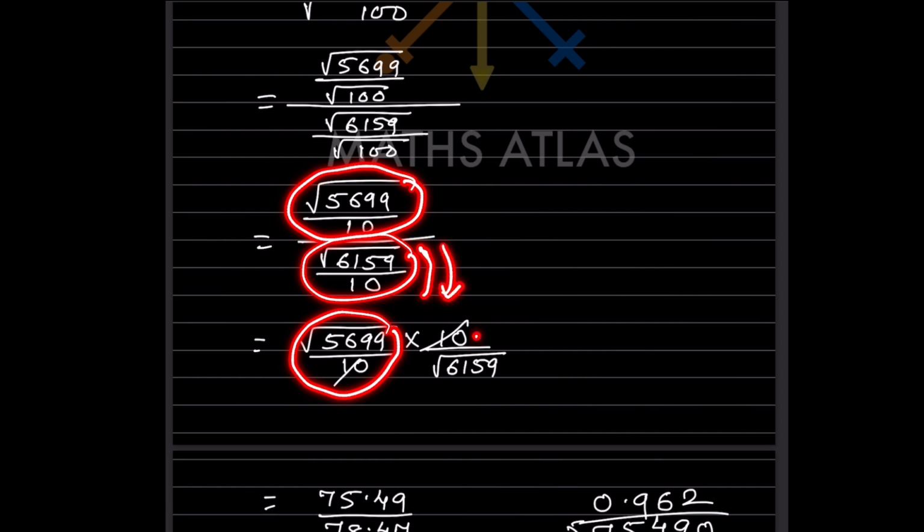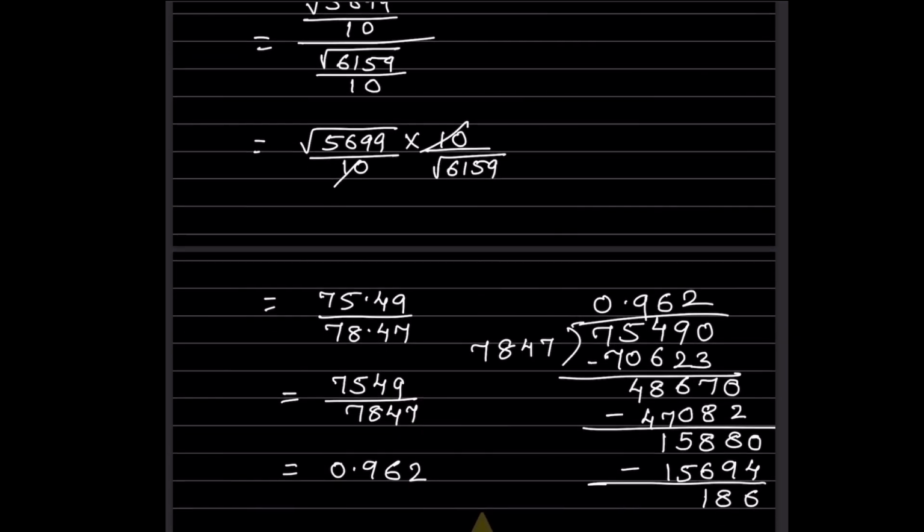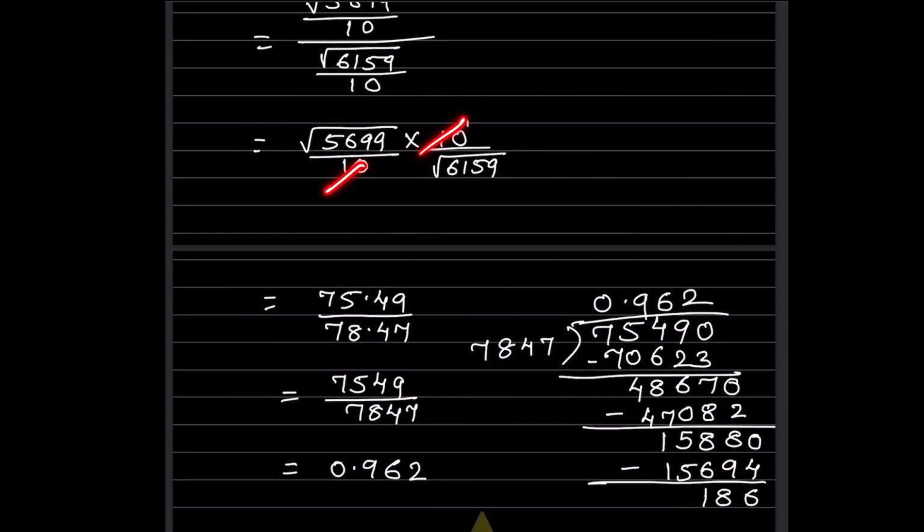So the numerator will be as it is, and this denominator will get flipped over. So 10 will go in the numerator, and the root of 6159 will be in the denominator. So now look here. This 10 and 10 get cancelled, so that is going to be 1. So remaining is root of 5699 divided by root of 6159. This is not a perfect square.